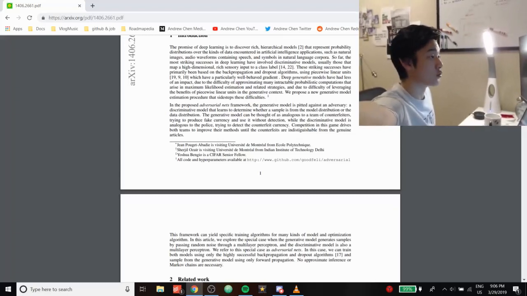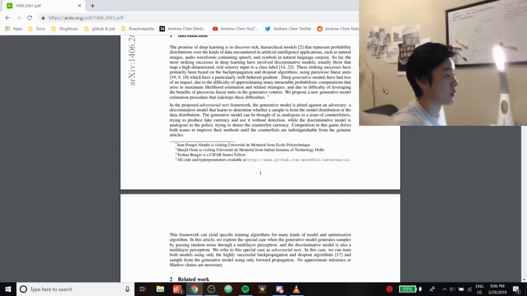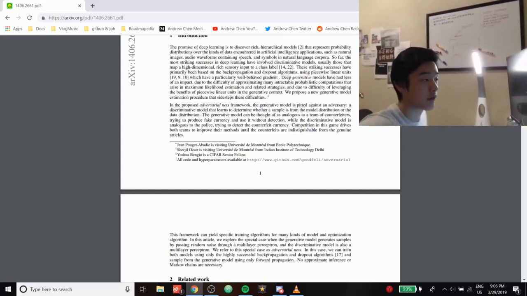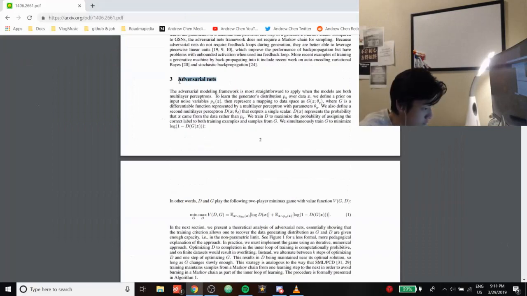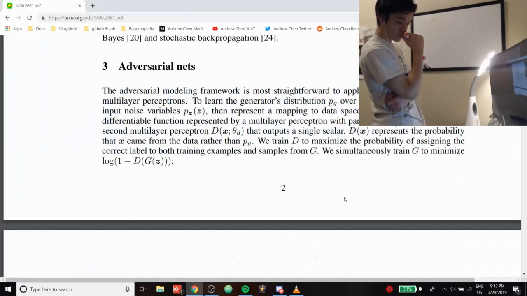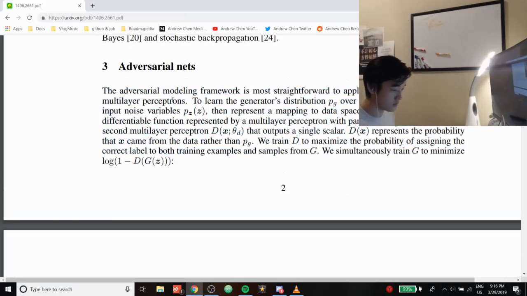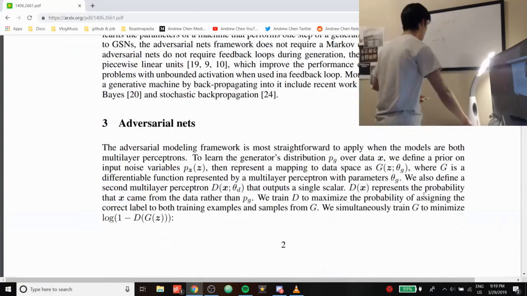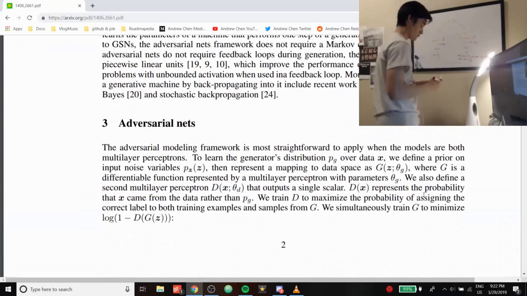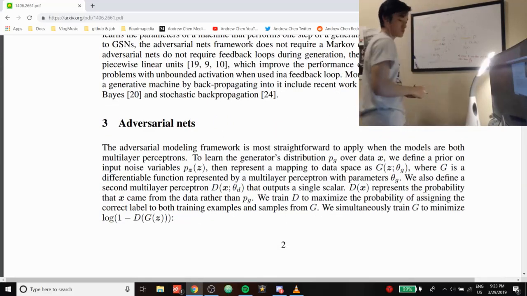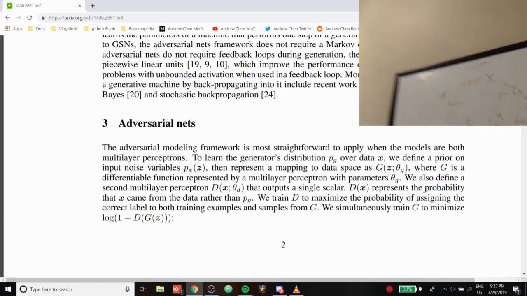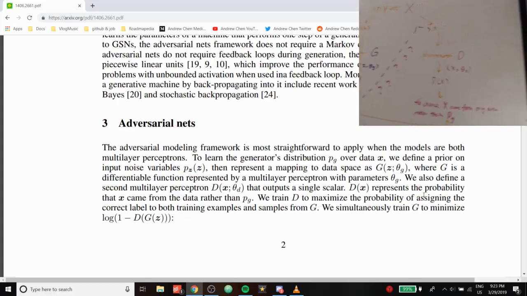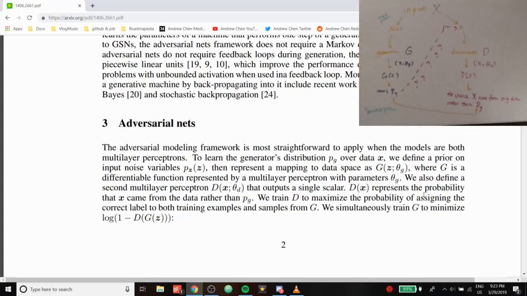I think the way I'm going to do it is that while I'm reading, I'll be taking some notes on my whiteboard. I don't know if you guys can see this, but let me zoom this in.